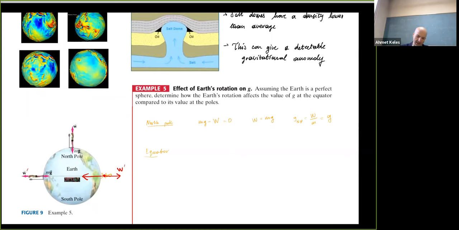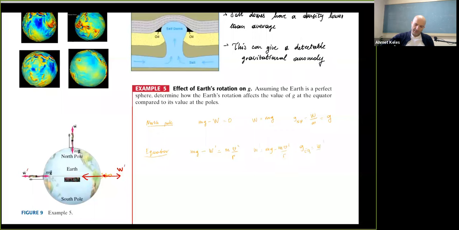okay, the same thing, mg minus, let's call this W prime because it's not the same, right? W prime should be equal to what? There is centripetal force. Good. Let's put the centripetal force down. It is m v squared over Earth radius. Okay. Now W prime is equal to mg minus mv squared over r, or g at the equator is equal to W prime over m, which is equal to g minus v squared over r.